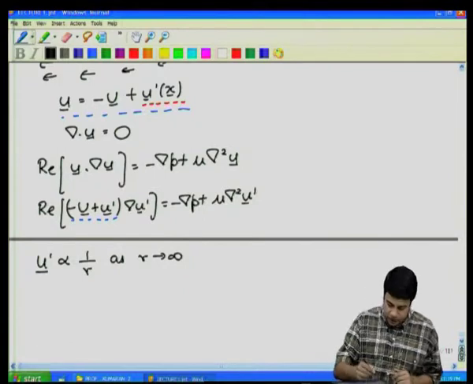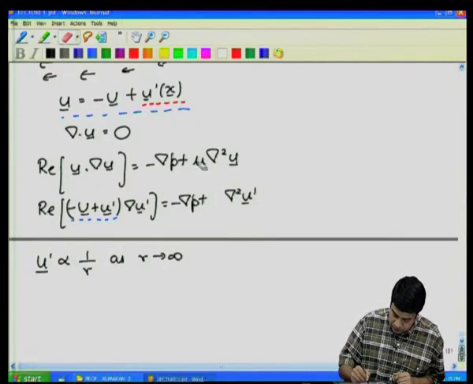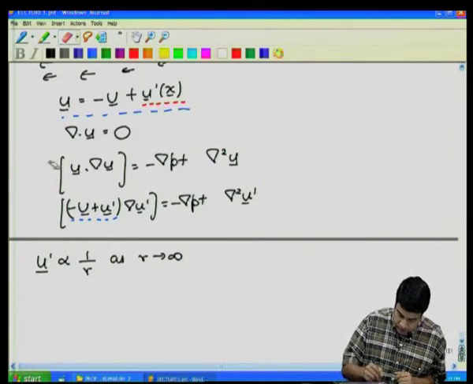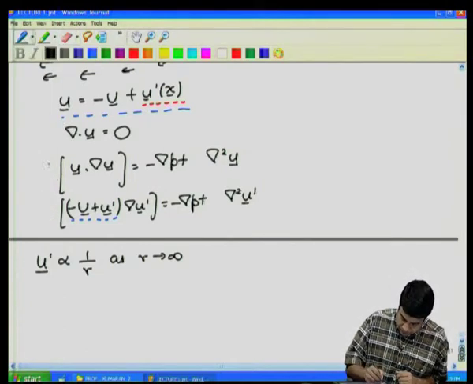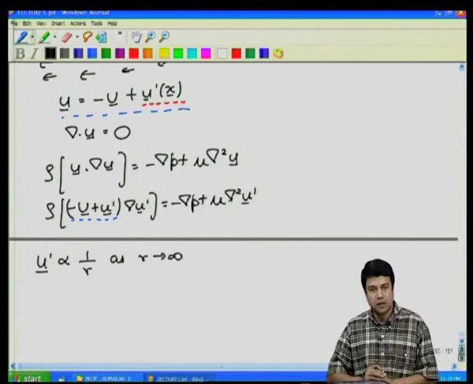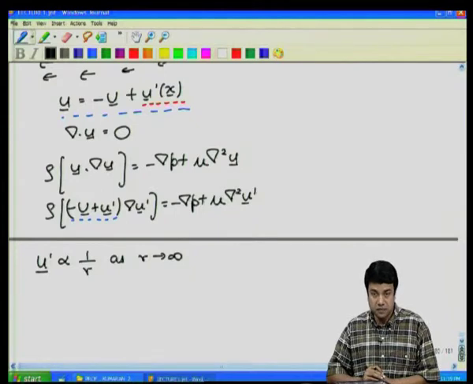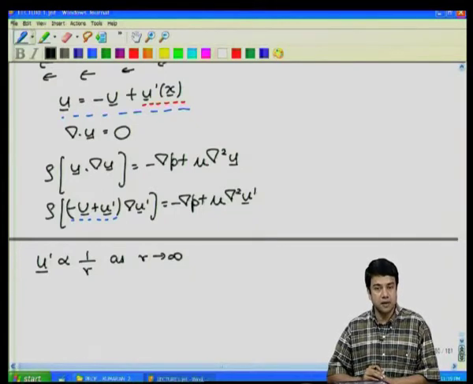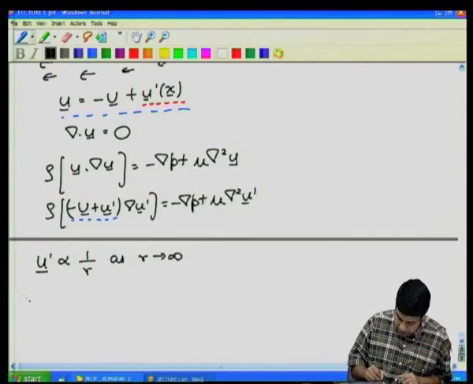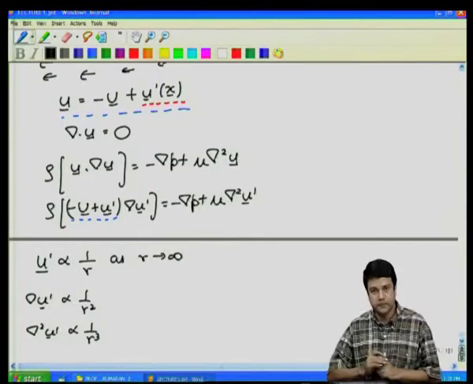Now, if you take, I should get rid of the mu here. Let me write it in terms of dimensional equations. u prime is proportional to 1 over r as r goes to infinity. What about the gradients of u prime? Every time you take a gradient, take the derivative of 1 over r, it goes as 1 over the next higher power of r. That means that grad u prime should be proportional to 1 over r square, and del square u prime should be proportional to 1 over r cubed.